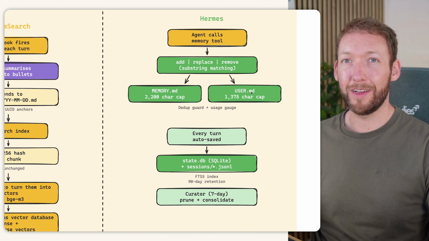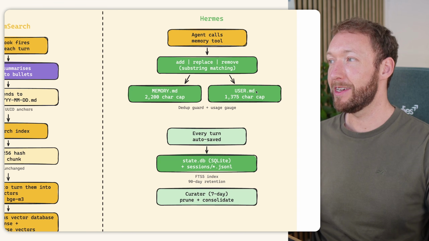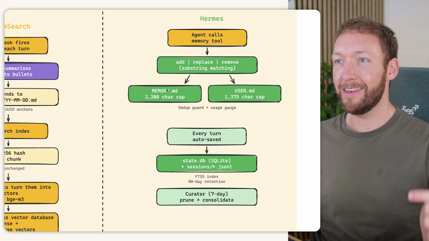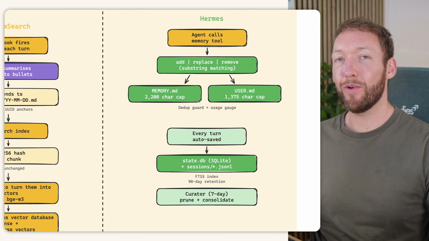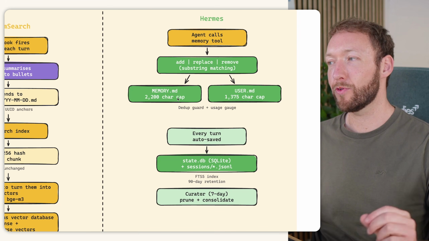So similar to what you've seen probably in OpenClaw, or if you've set up your own agentic OS, you might have a memory.md and a user.md, but this isn't the same as Claude's memory.md. This is a memory.md with a cap on the number of characters that retains the most important information, and we'll talk about how it does that.